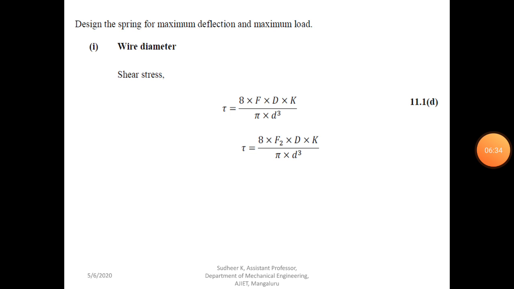Now you have to design for maximum deflection and maximum load, because the load is given, and the deflection you just now found. Now with the help of this you have to follow all the steps you studied in the last problem. The first one, you have to find out the wire diameter. I will go a little fast from here onwards, because you already know all the steps.